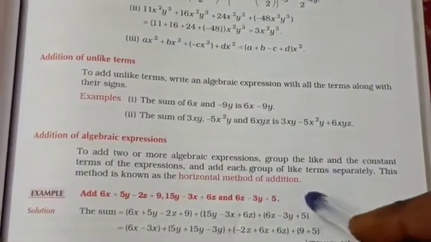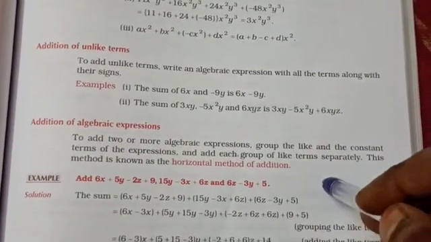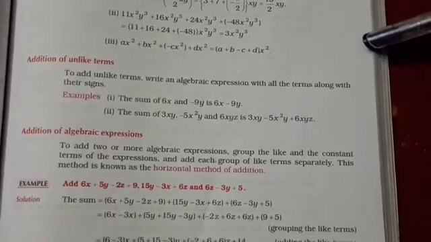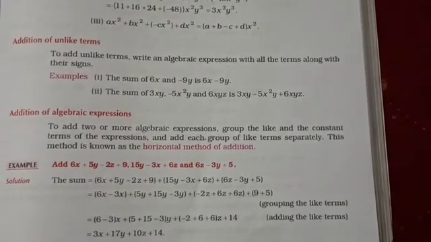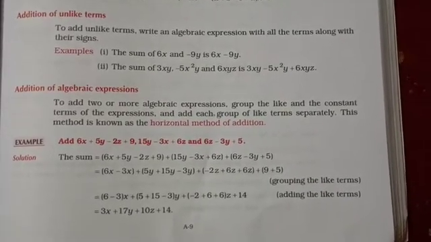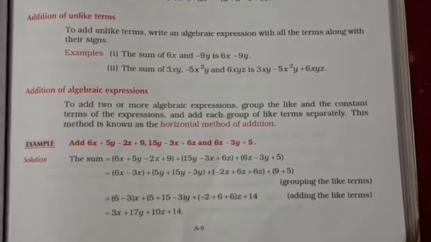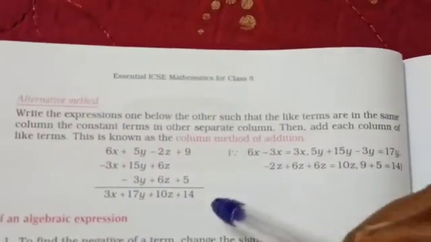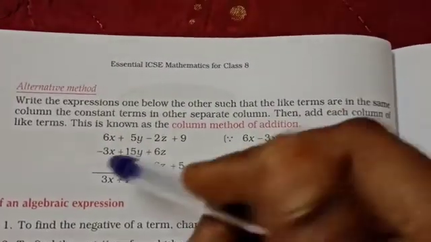Addition of algebraic expressions means use the horizontal method of addition. So this is the method, the horizontal method is used for adding. It's a simple method. Horizontally you will add, you will see that in the sums. The alternate method is called the column method of addition. This one is also very easy.